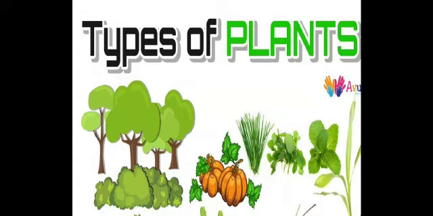Shrubs are much smaller than trees. They have thin and woody stems. Their branches grow closer to the ground. Herbs are very small plants. They have weak stems, mostly green and soft. Herbs do not grow very tall. The leaves of some herbs are used as spices and medicines.